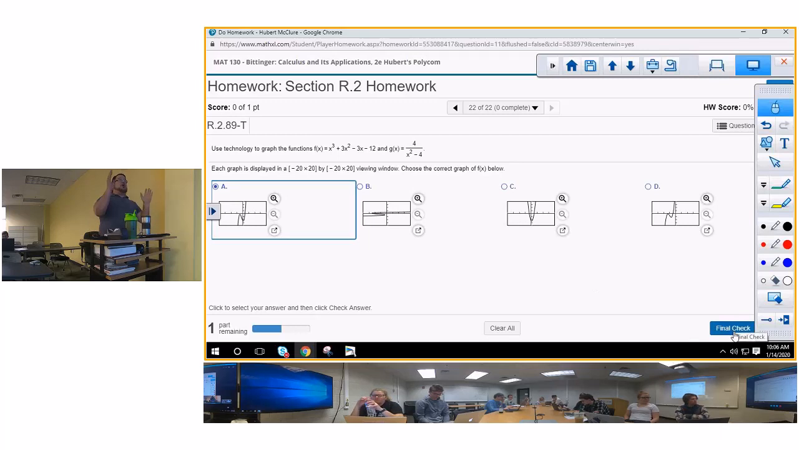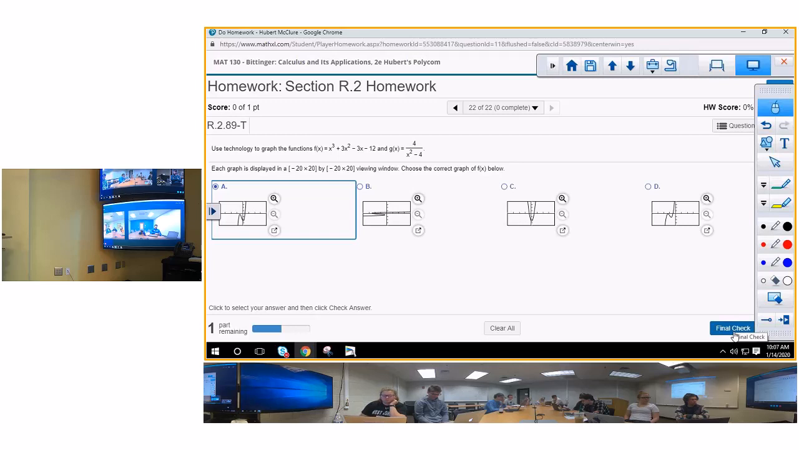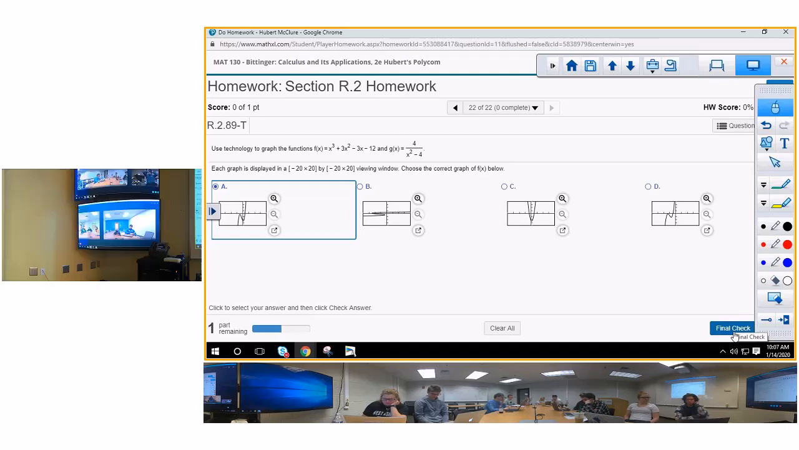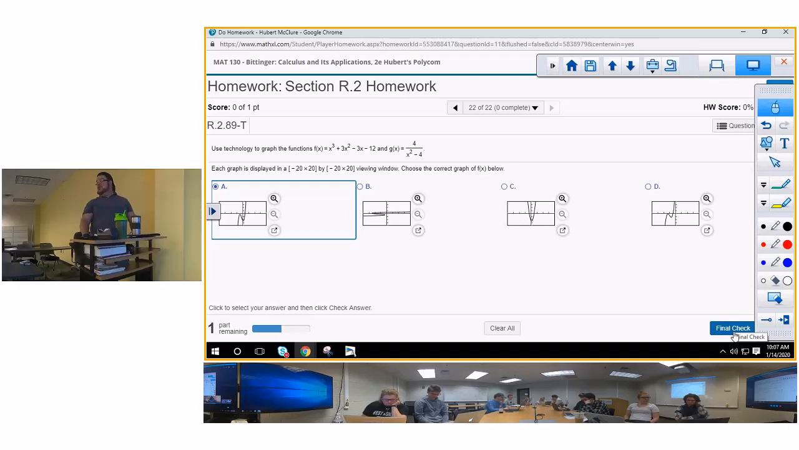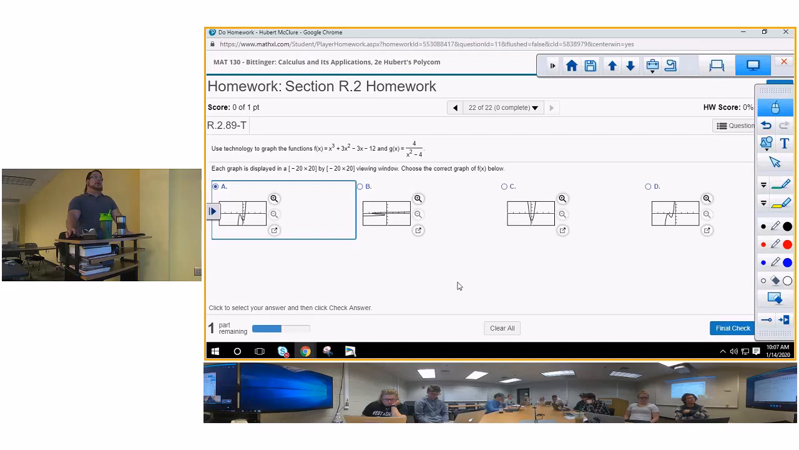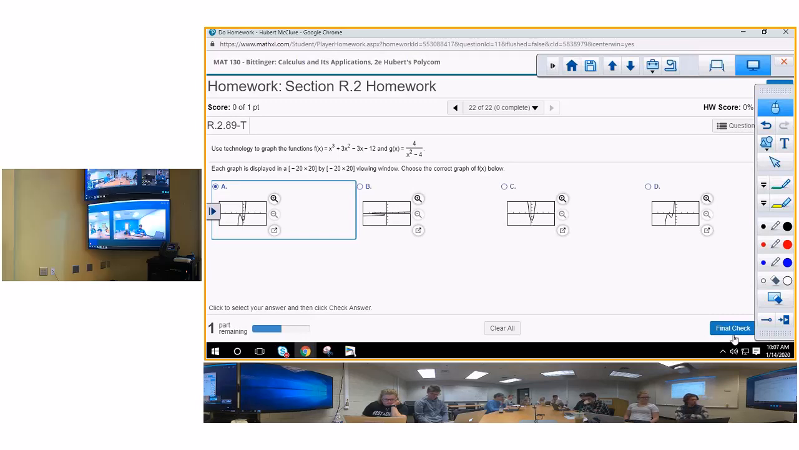Now, if some of y'all are going, what the hell is he talking about? Then you need to go check the reviews out, especially for ending behavior, parent graphs, cubic functions. Was the parent graph, did it work? Or did you remember? Okay. Parent graph, it should work, I hope. Let's see if I'm right.